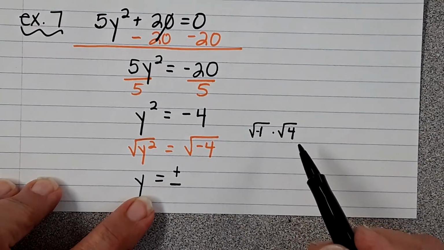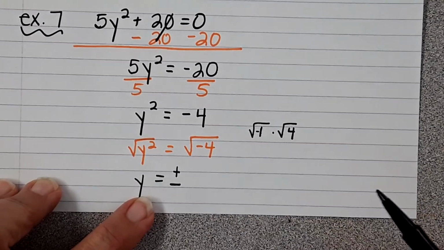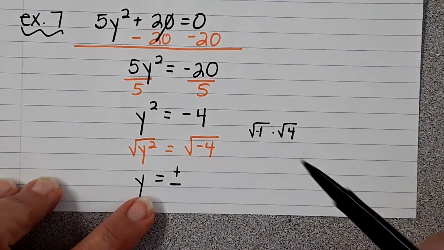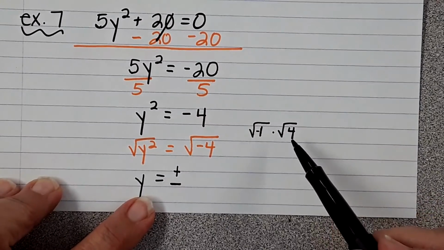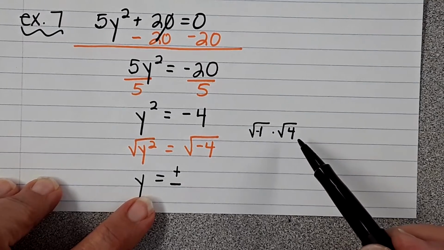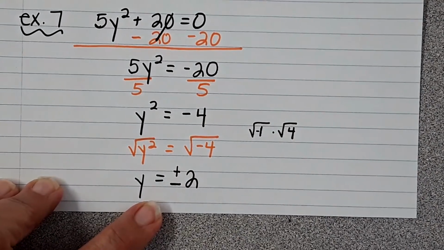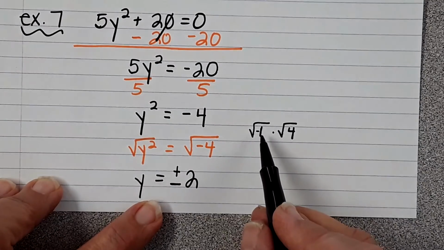Can you take the square root of 4? Some of them you're going to know. I'm sorry, square root of 4. I apologize. Can you take the square root of 4? What is the square root of 4? 2. If you know it, you can write it. And what's the square root of negative 1?